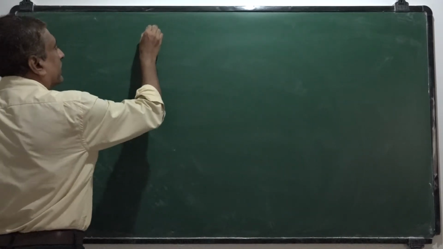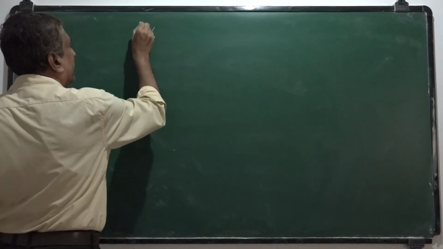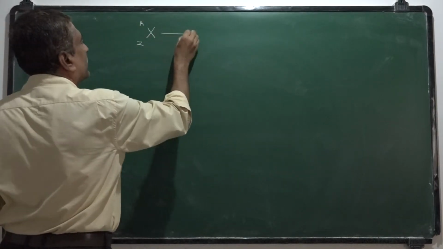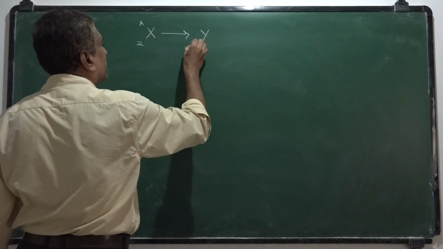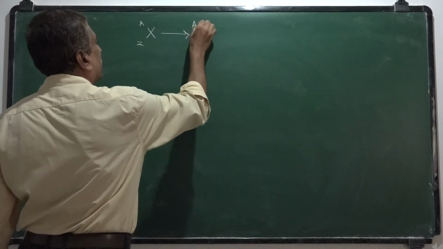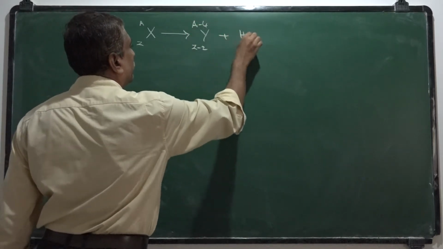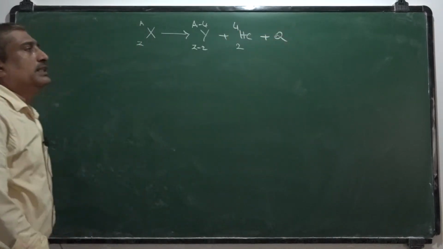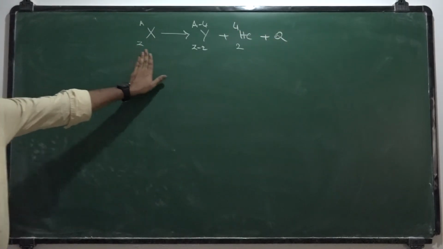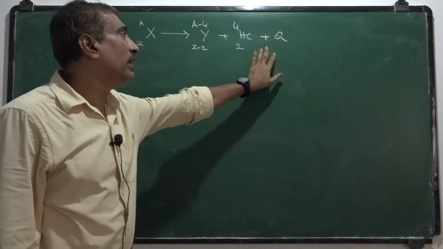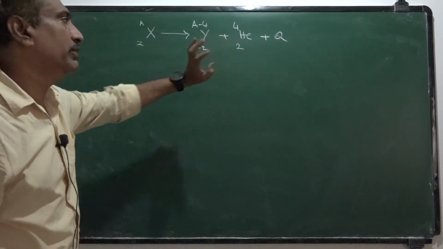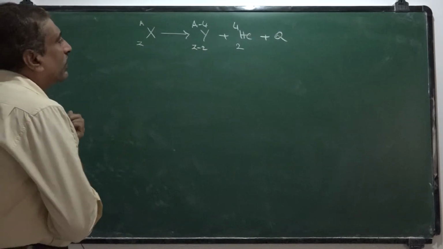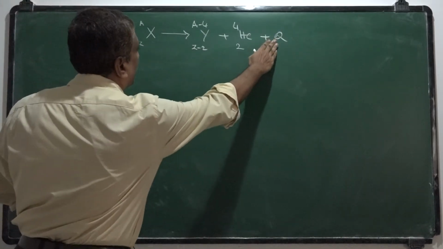Suppose in a nuclear reaction like X(A, Z) changes to Y(A minus 4, Z minus 2) plus He(4, 2) plus an amount of energy Q. Suppose this is the nuclear reaction of an alpha particle emission. Now, to find this Q value, what does the Q value mean?